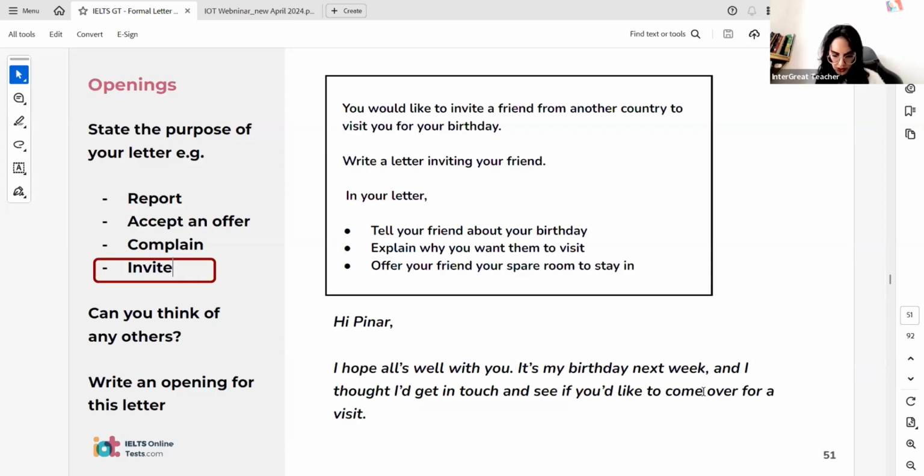Or this one, I'm gonna ask you. Invite a friend. Okay, this one you tell me the purpose, okay? You traveled by plane last week and your suitcase was lost. You have still heard nothing from the airline. Tell me the purpose. Is it report, accept an offer, complain, or invite?